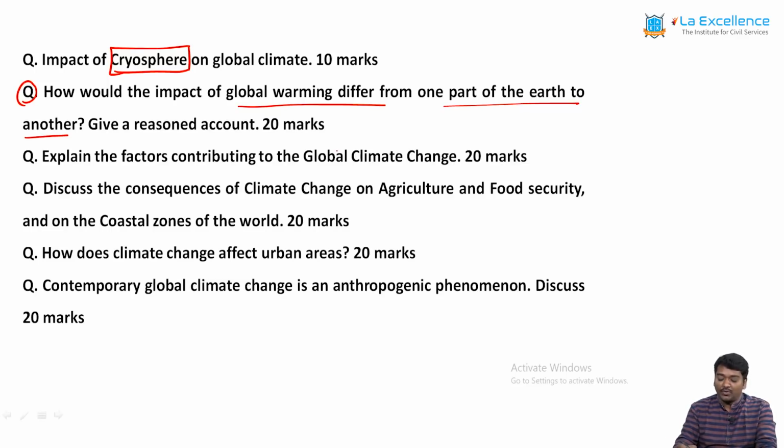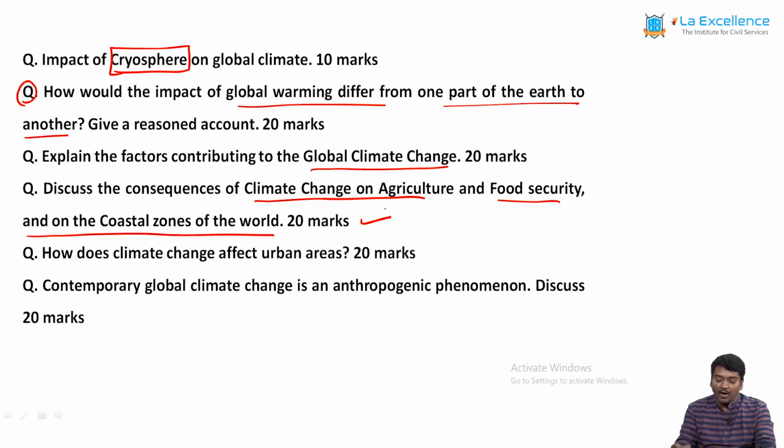Explain the factors contributing to global climate change. Discuss the consequences of climate change on agriculture and food security and on the coastal zones of the world. All these are explained with respect to climate change, environment. If you can see, that should be more than enough. Mostly, please understand, guys, these questions are asked from the reports which would be released at that particular time. How does climate change affect the urban areas? It is about the urban heat island and all. You can bring that into picture.